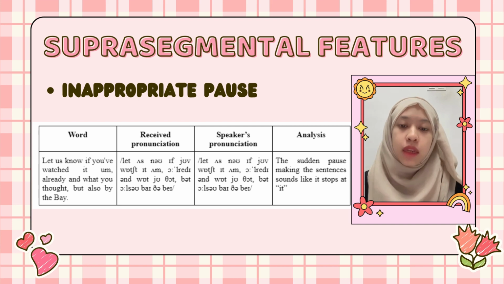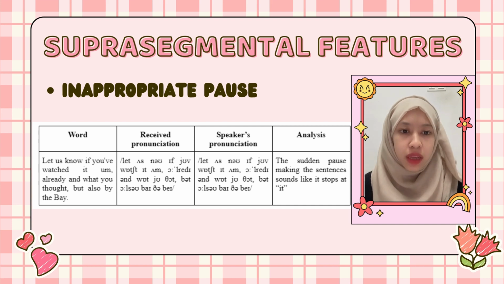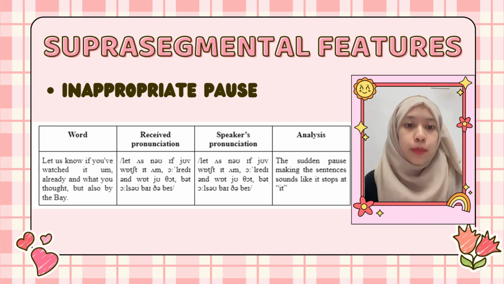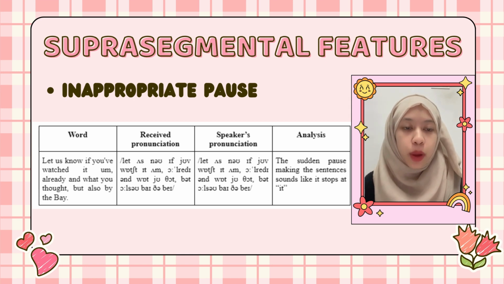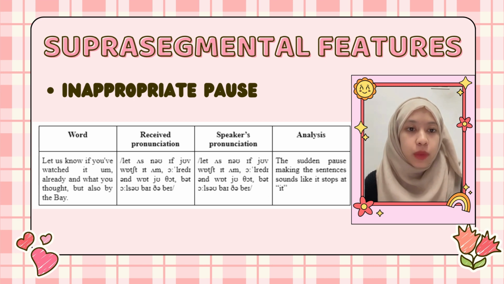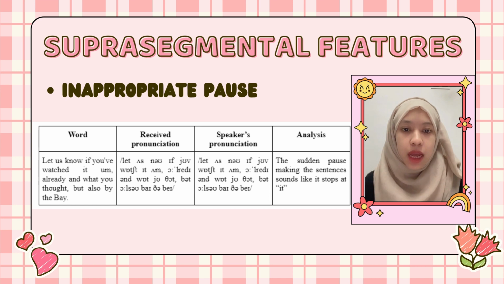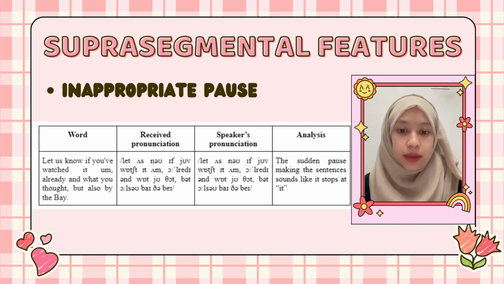So, an inappropriate pause in suprasegmental features can impact the overall meaning and communication in spoken language. Based on our research from the podcast, the speaker commits an inappropriate pause at the word it in the sentence. So, the analysis of this inappropriate pause is that the sudden pause makes the sentence sound like it stopped at it, but it is actually a long sentence. It doesn't stop at it.